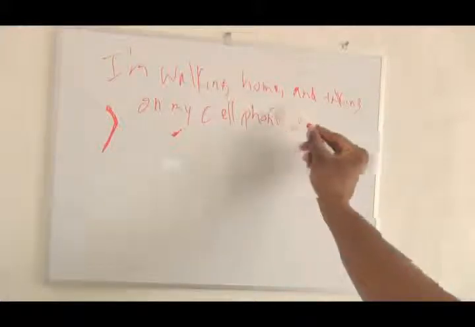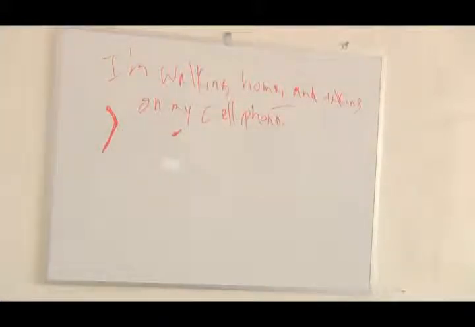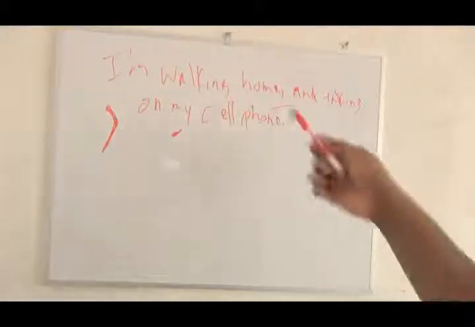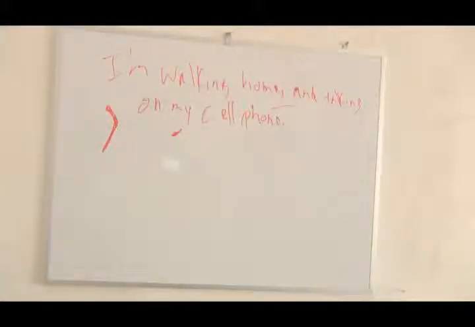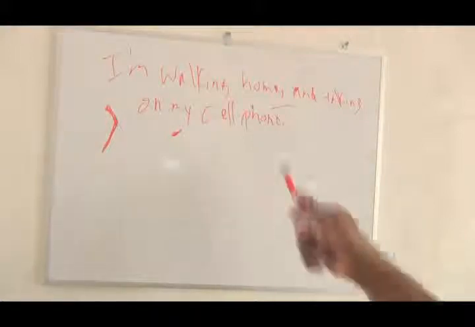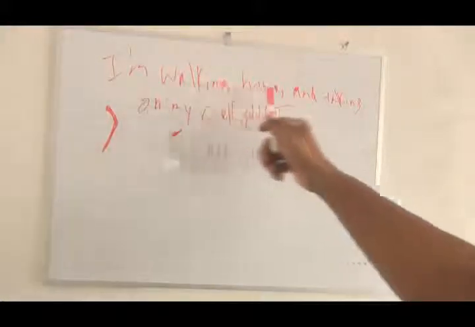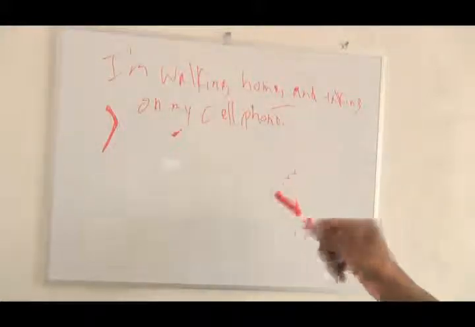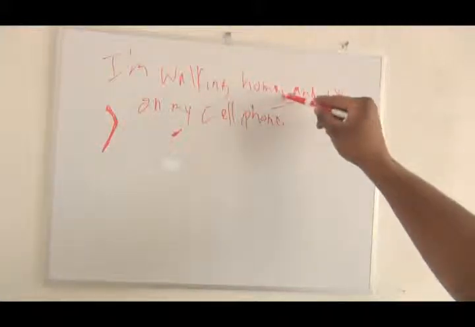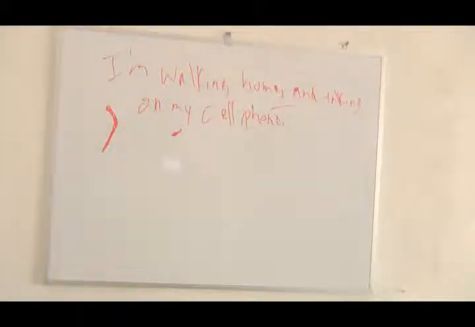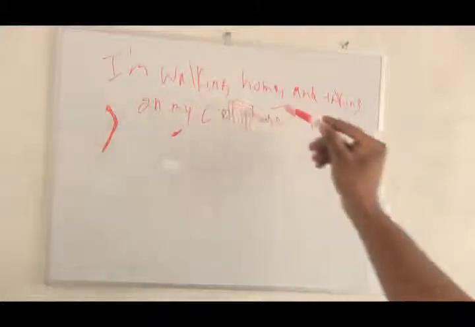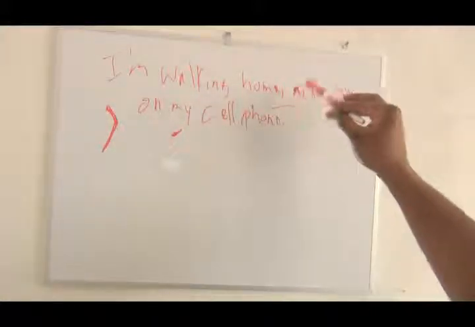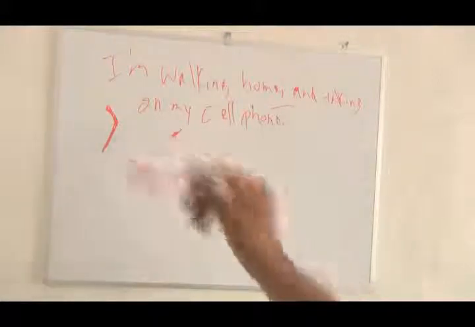Something like that. See, a comma normally goes in a sentence. It sort of breaks up the monotony of a sentence. Instead of having one long sentence, I'm walking home and talking on my cell phone, you break it up. A comma gives you like a half-second pause, if you will. I'm walking home, half-second pause, and talking on my cell phone. That's how you use a comma.